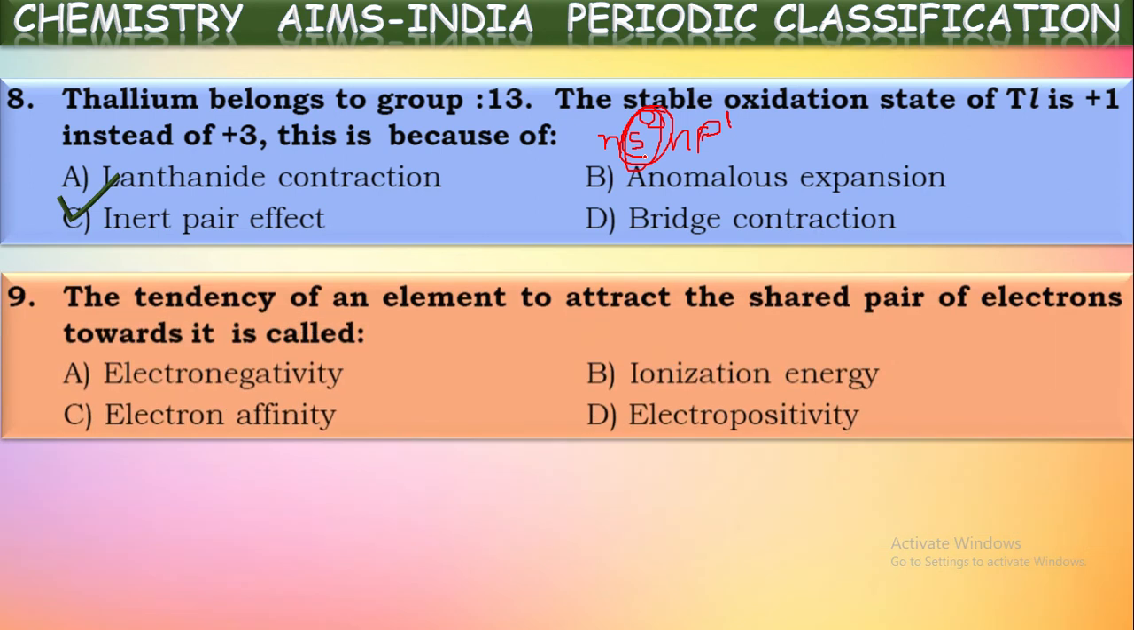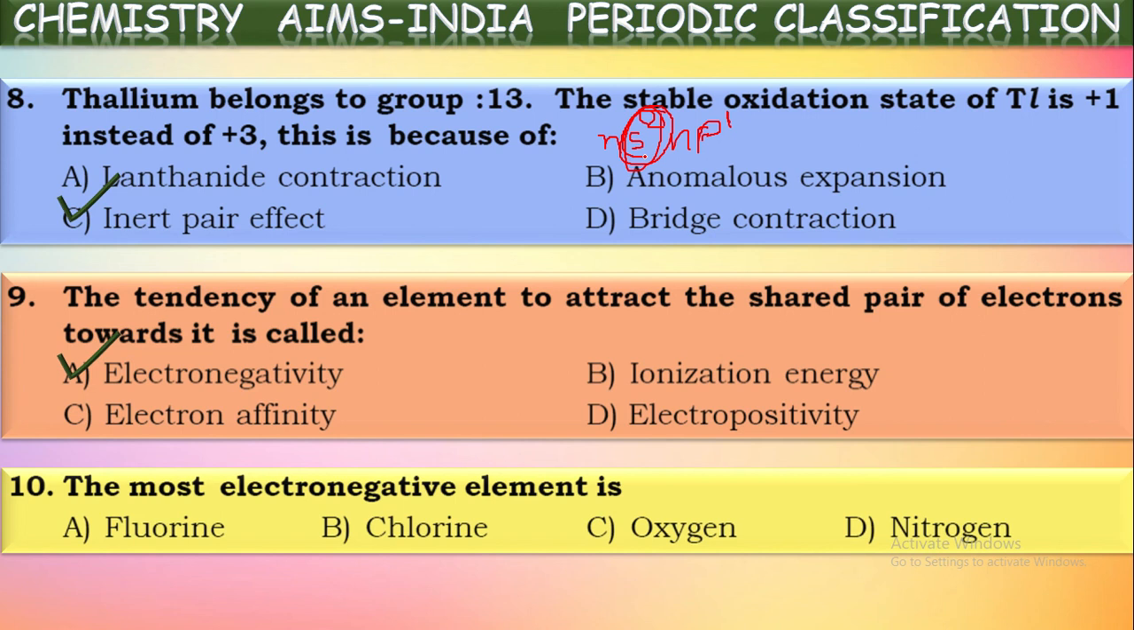Next, the tendency of an element to attract the shared pair of electrons towards it is called what? In a covalent bonded molecule, two atoms form a covalent bond by sharing of electrons. But if these two are of different kinds, the atom which is having greater nuclear force will attract the pair of electrons towards it, so that the pair won't be shared equally. That tendency of an element to pull the pair of electrons towards it is called electronegativity. Because of electronegativity, an element may attract the pair of electrons towards it more.